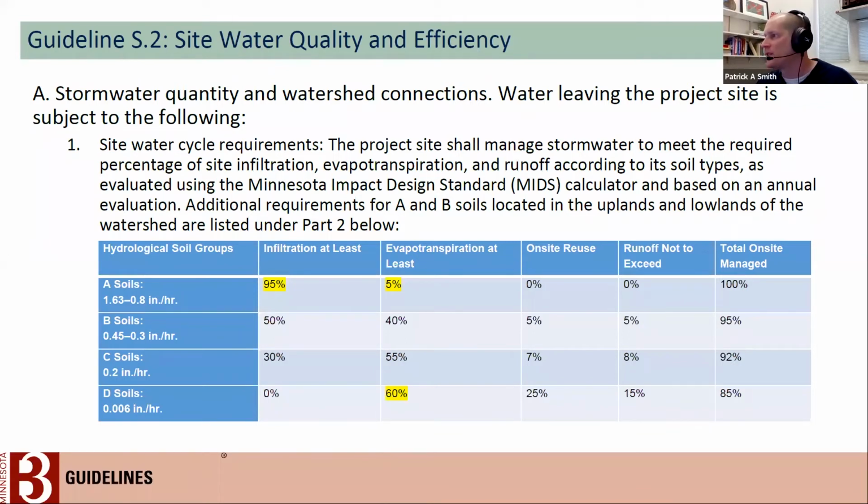There is a question in the chat. Is there any consideration given to an urban area development and the expectation or difficulty of meeting a 30% infiltration target for C-type soils, given the limited site area typically available?